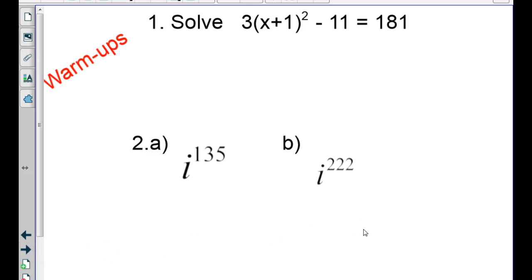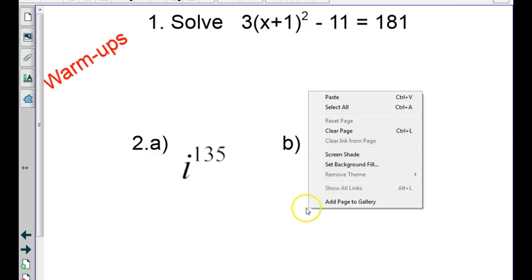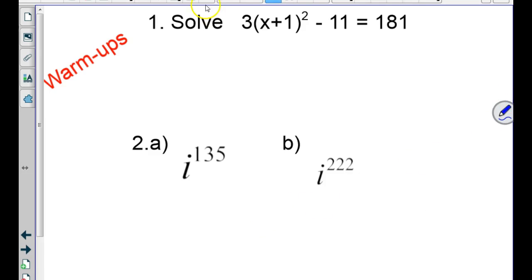Quick warm-up. What do we want to do to number 1? Okay. Can we distribute? We need to be really clear that we can't distribute, right? Because you would have to square it first before you tried to distribute.